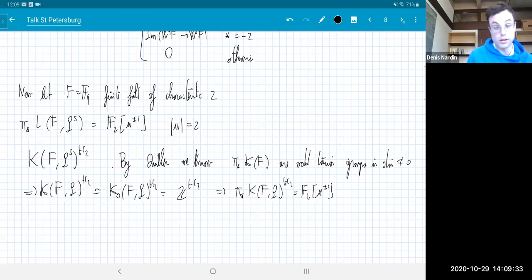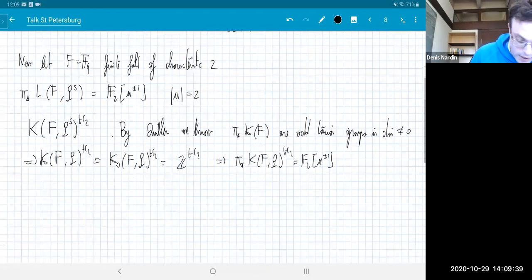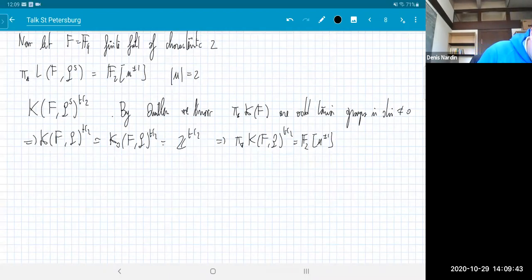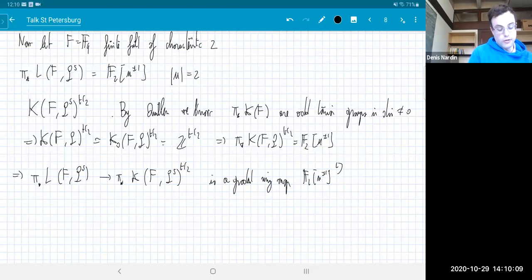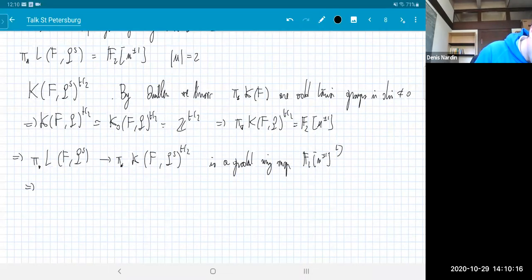It's just the usual homological algebra. This is just the Tate cohomology of Z with the trivial action, which is well known to be F2. This Laurent polynomial thing. So we have a map, which is a graded ring map from F2[u^{±1}] to itself. And now if you look at it, every homogeneous non-zero element in this ring is invertible. So therefore, every graded ring endomorphism is an automorphism, so it is an isomorphism.